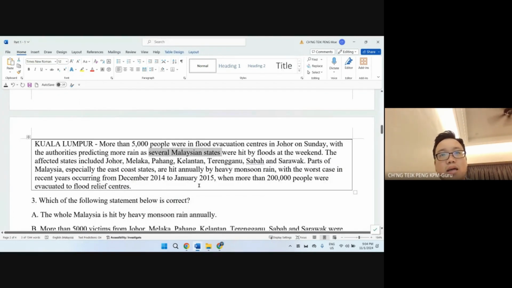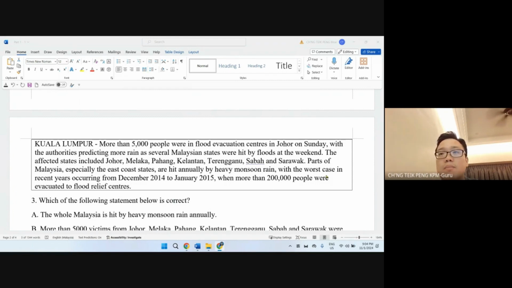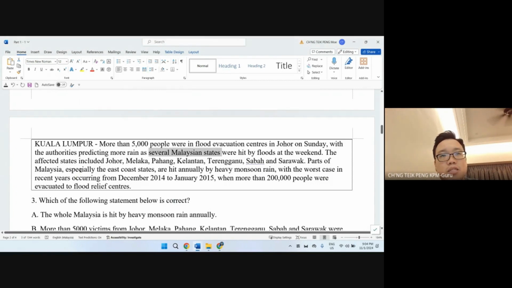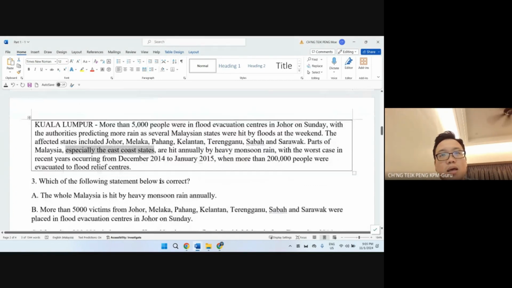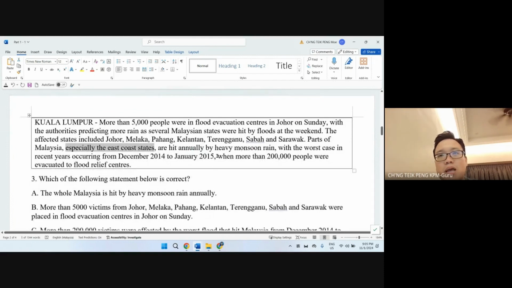Several Malaysian states were hit by floods at the weekend. The affected states included Johor, Melaka, Pahang, Kelantan, Terengganu, Sabah, and Sarawak. Parts of Malaysia, especially the East Coast states, are hit annually by heavy monsoon rain. Annually, it's like every year, isn't it? With the worst case in recent years.